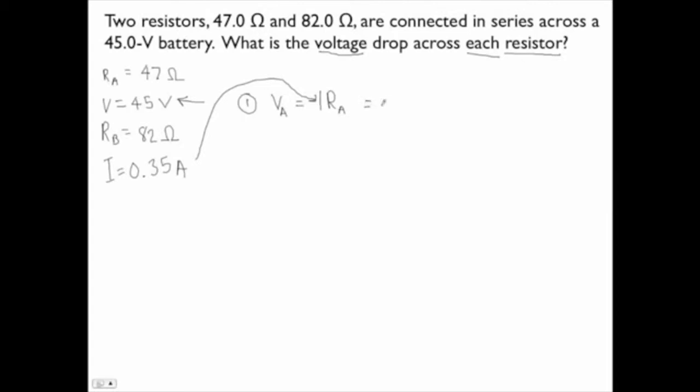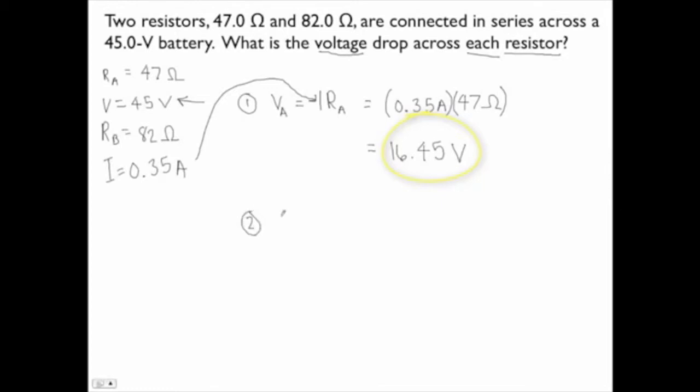Okay, so then you'll have 0.35 amps and you'll multiply that by resistor A, and you'll get 16.45. And that's the voltage drop across the first resistor.